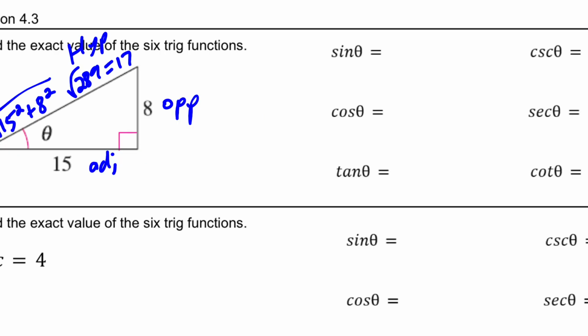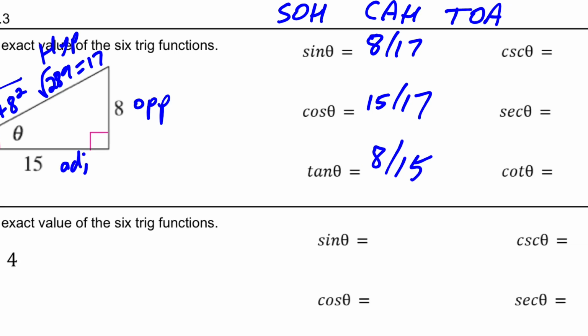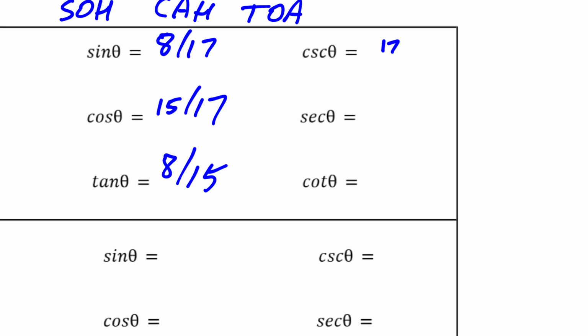If we think about the SOHCAHTOA, that tells us where to use which ratio. For sine, we're going to use opposite over hypotenuse. That'll be 8 over 17. Cosine is adjacent over hypotenuse. That's 15 over 17. Tangent is opposite over adjacent. That's 8 over 15. Now to find the next three, you just flip the first three: 17 over 8, 17 over 15, and 15 over 8.